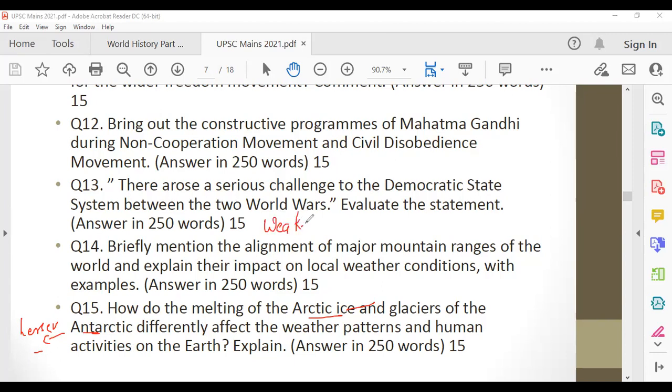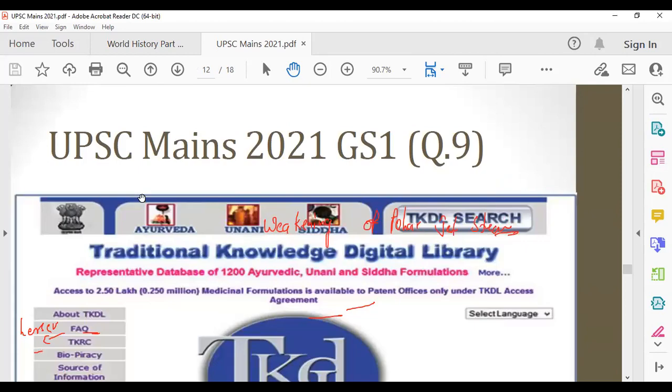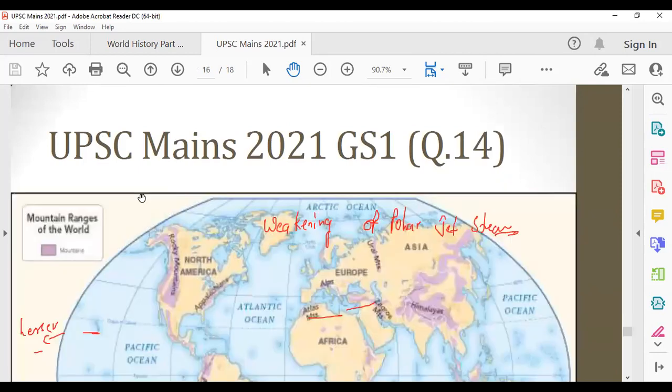Weakening of polar jet stream. Now, what is polar jet stream? It is a type of westerlies in the upper troposphere, moving from west to east at a very high speed. Now, if I have to teach you all this, I have to teach you Rossby waves and all those things. What you have to understand is, let's try to understand it with a diagram.